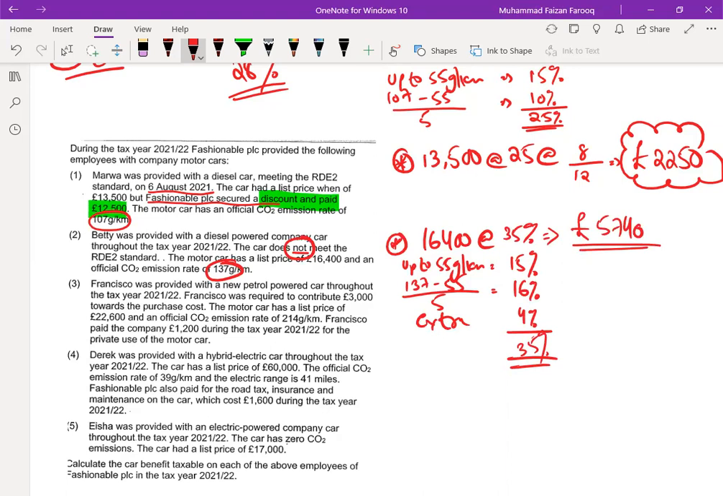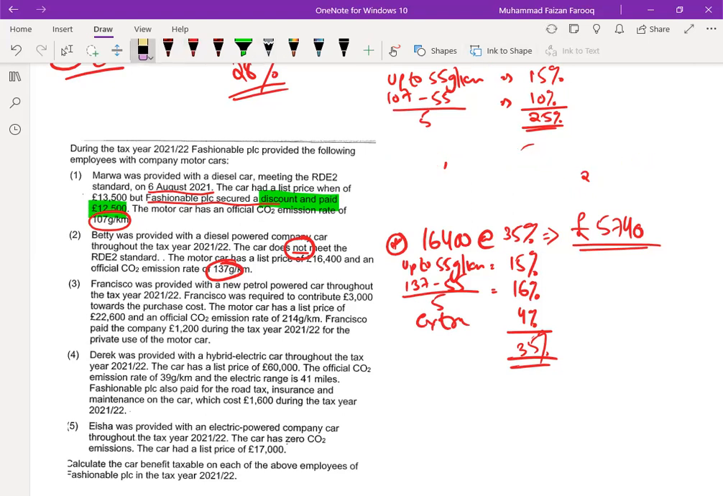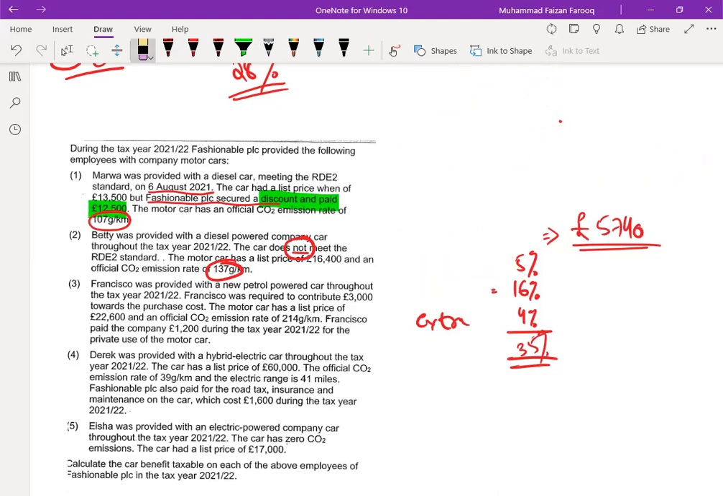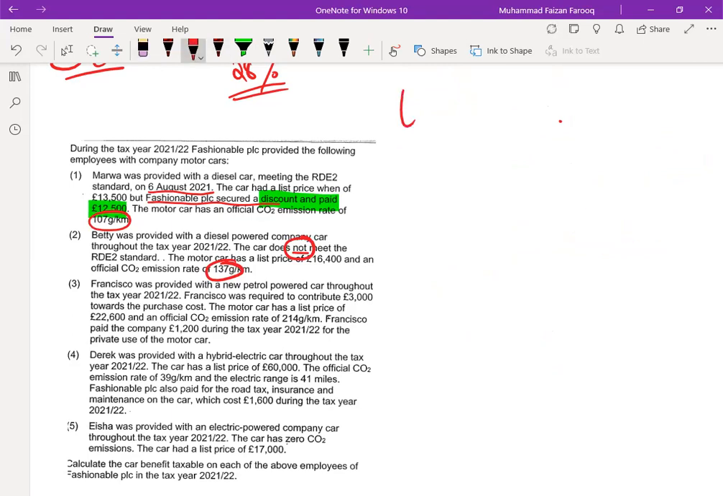Before doing the next question, we are going to learn something. We know how to calculate the rate. We know how to compute the rate. But how do we calculate the list price? The formula to calculate the list price is as follows. List price as per the question.